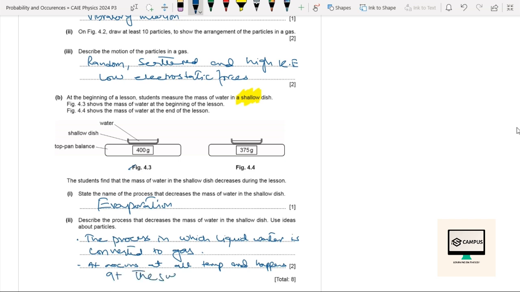So we know that the molecules or particles present near the surface gain sufficient energy and they transfer into the gaseous state. So it always occurs at the surface. So that's why it's mentioned shallow dish. If this were more shallow or the surface area was even more, the number of grams reduced would be even larger, and vice versa as well.